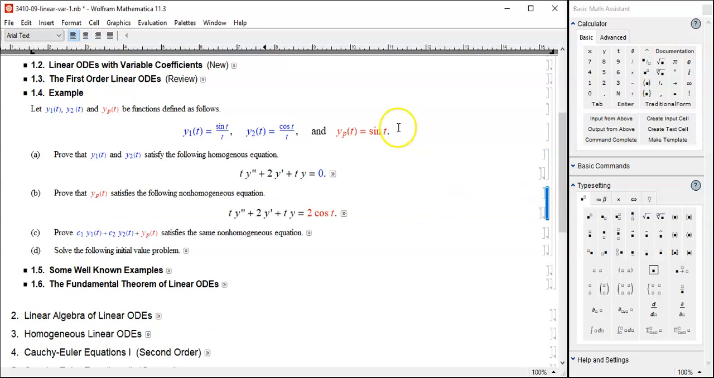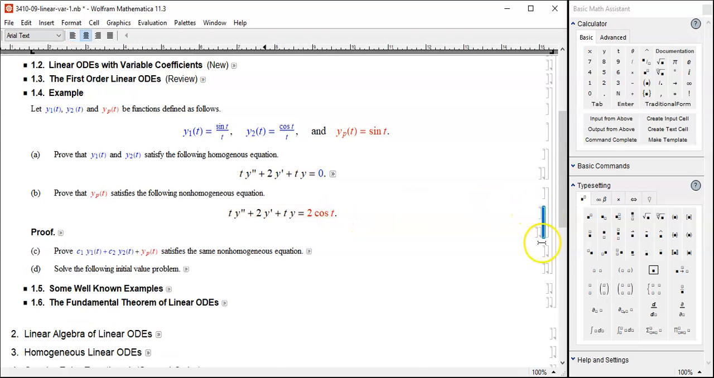Next, how about yp, the one highlighted in red? It's a solution of this non-homogeneous equation. How do you check? Well, this one's actually easier because the derivative is cosine, the second derivative is negative sine, so put everything in there. You can easily check this one. Previously, you had some messy derivative computation, but this isn't too bad.